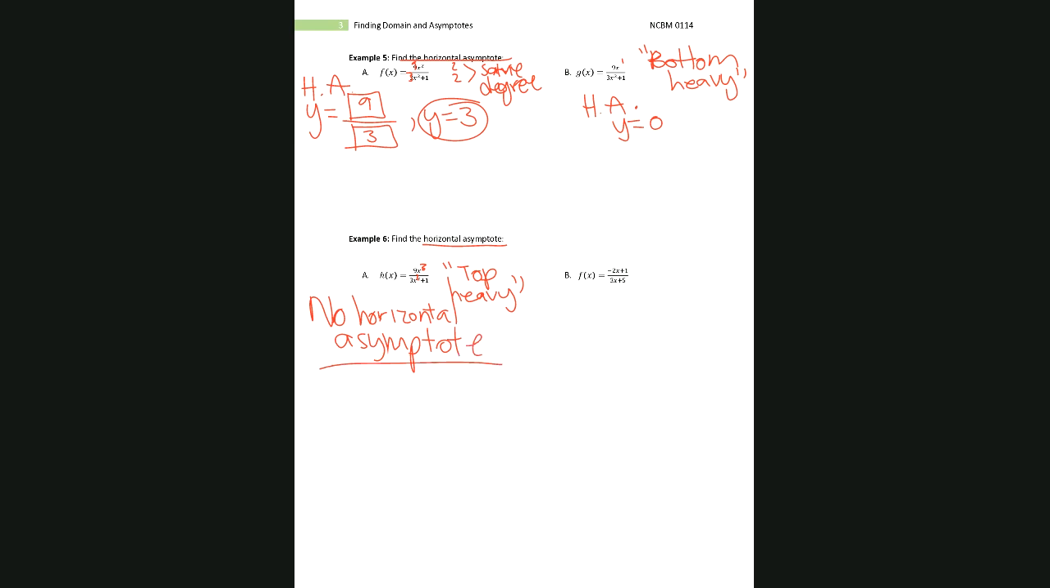Our last problem of the day, we do have same degree. Degree on top is 1. Degree on the bottom is also a 1. And so in this case, the horizontal asymptote is going to be y equals, and we're going to take the ratio again of the leading coefficients, with those being -2 and +3. So then my horizontal asymptote will be the line y equals -2/3.